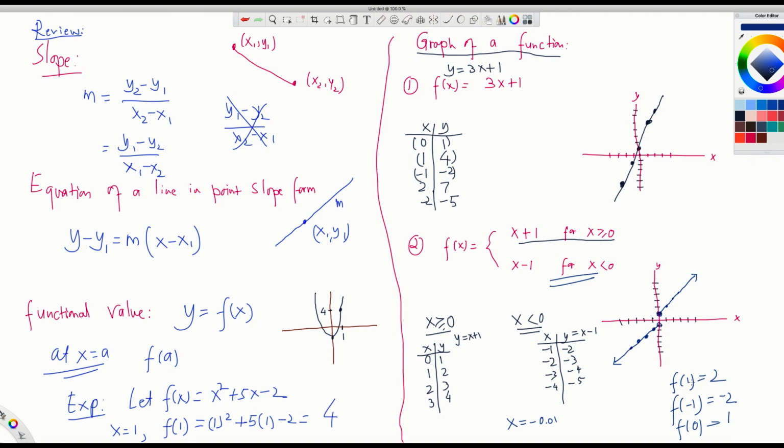Okay, so this is how we draw the graph of a piecewise function and find the functional value in the case of a piecewise function.